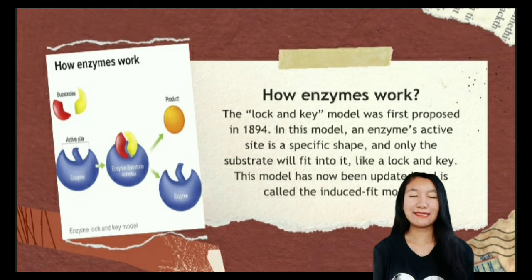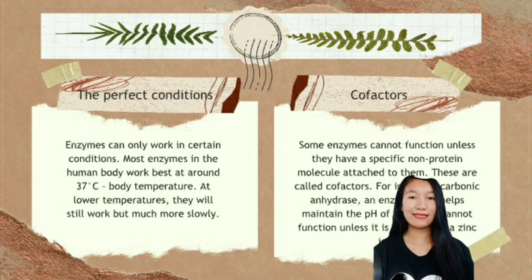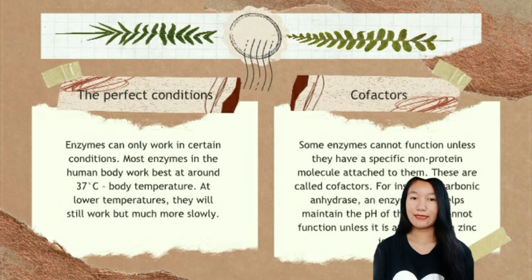It also has three parts. First is the perfect condition. Enzymes can only work in certain conditions. Most enzymes in the human body work best at around 37 degrees Celsius, body temperature. At lower temperatures, they will still work but much more slowly.